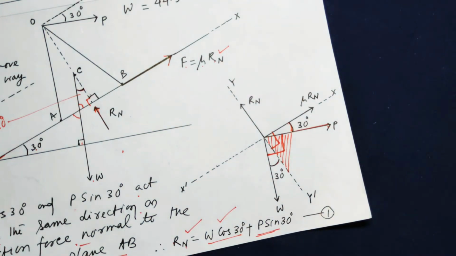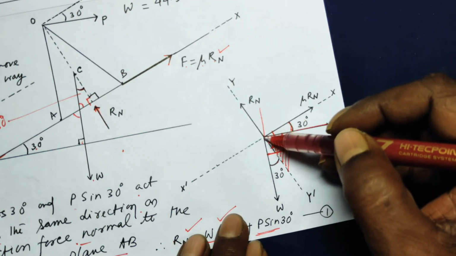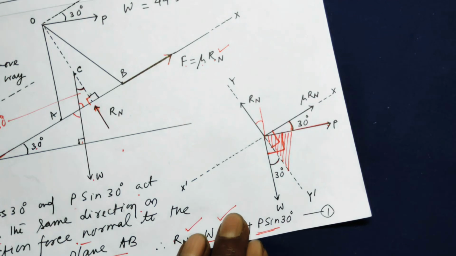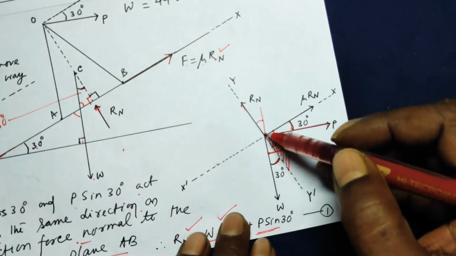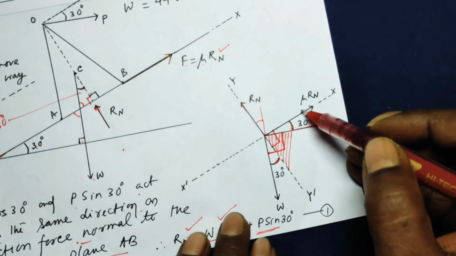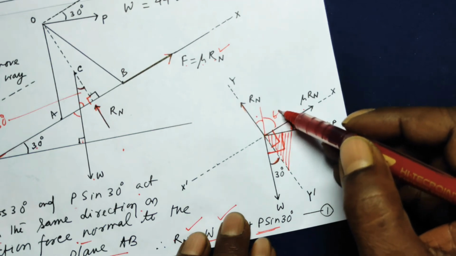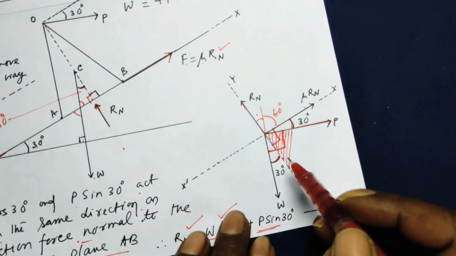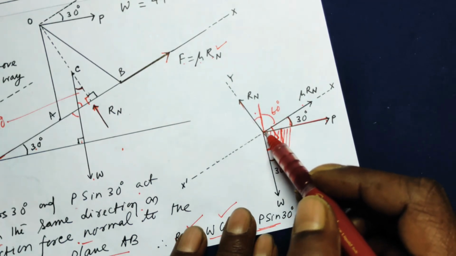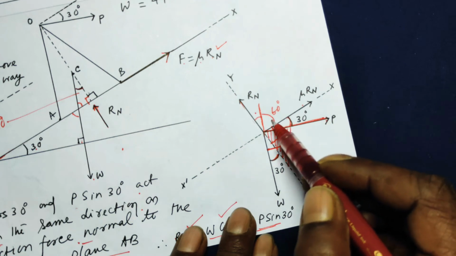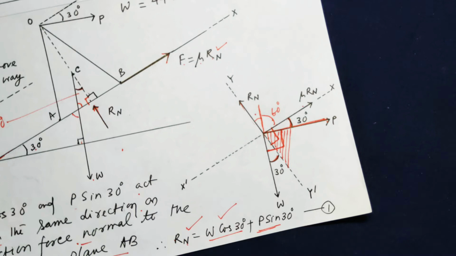Now, or you can do it in a different way. If you extend this line, then this will be 30, being vertically opposite to this 30. Y-axis is perpendicular to x-axis. So this is 30, so we are left with 60 here. Then with this line, this P makes 90 degrees. This much is 60, so we are left with 30 here. That is the other way to explain it.